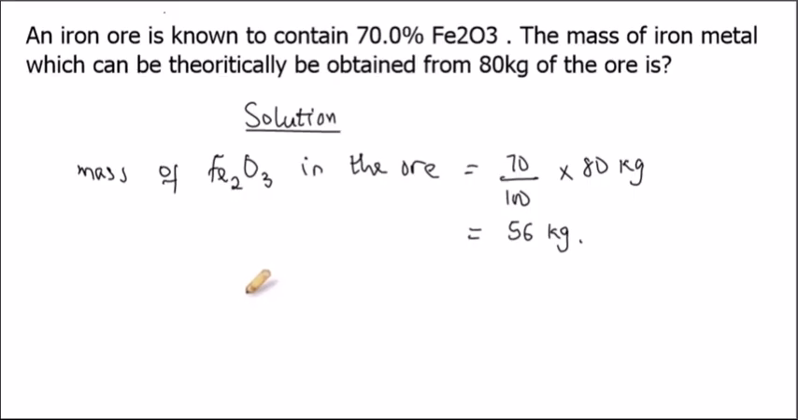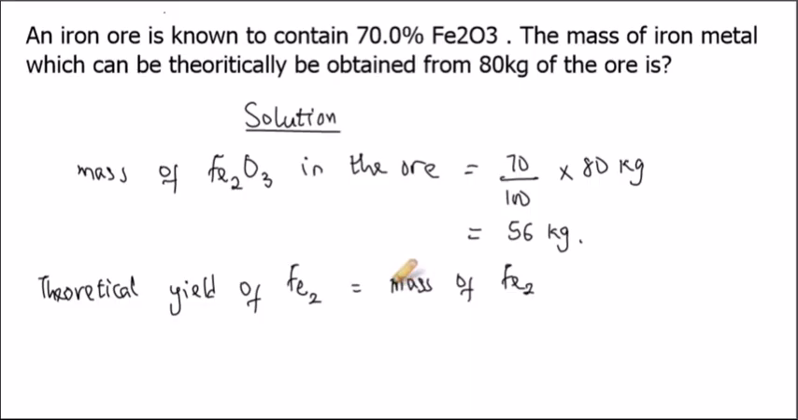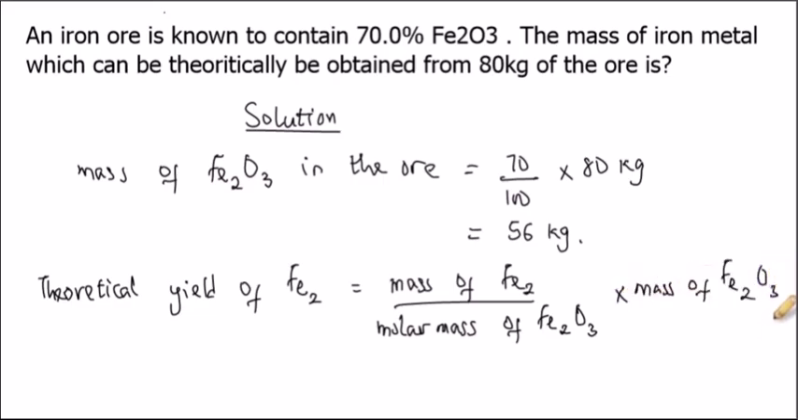So the next thing now is to determine the theoretical yield of iron metal. So to know that, we say the theoretical yield of iron metal will be equal to the mass of iron metal divided by the molar mass of iron(III) oxide multiplied by the mass of iron(III) oxide that we've calculated in the ore. So from here, we do not know the molar mass of iron(III) oxide. We do not know the mass of iron metal itself, but we've gotten the mass of iron(III) oxide in the ore. So before we proceed now, let's calculate the molar mass of iron(III) oxide and the mass of iron metal.